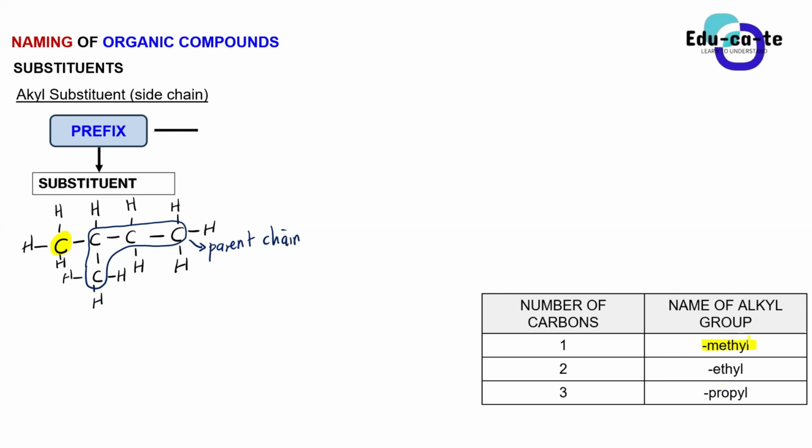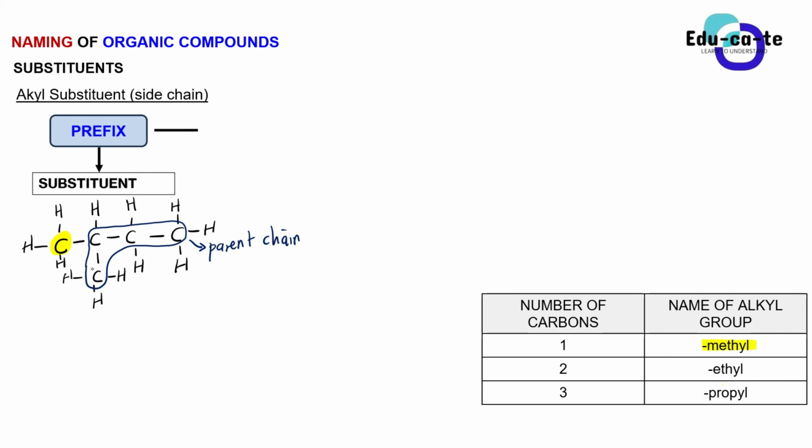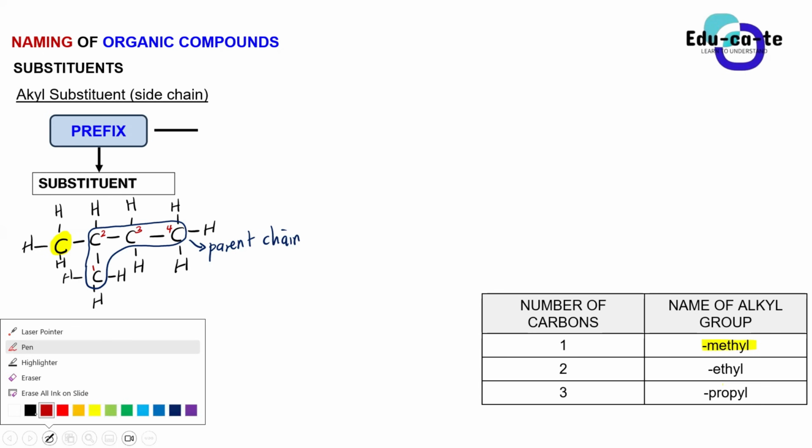For example, here in this particular compound, if we number the carbons from top to bottom, this is carbon 1, this is carbon 2, this is carbon 3, and this is carbon 4. So basically we have 4 carbons here. When you want to name this compound, how are you going to name it? First of all, you are going to tell us the position of the alkyl group, the position of the substituent.